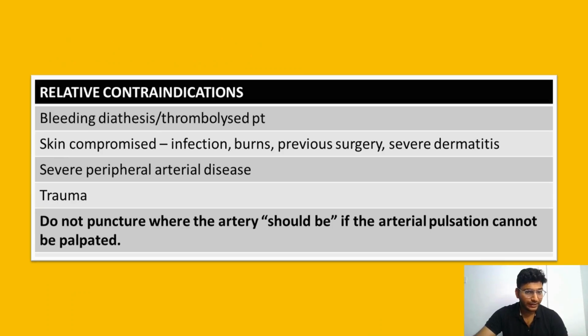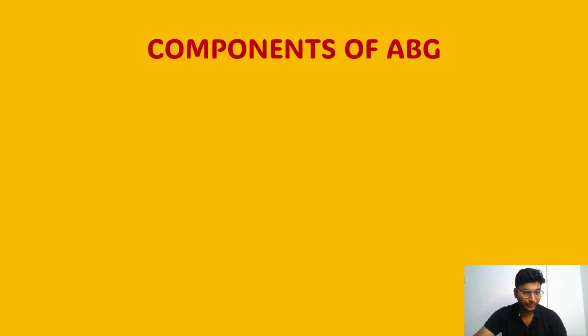So there are no absolute contraindications for doing an ABG. Any bleeding diathesis, any compromise of the skin barrier like infection, burns, or any surgery at the site, severe peripheral arterial disease, or trauma to the hand, these are the relative contraindications. And a very important thing is that you do not puncture blindly where the artery should be. You should palpate, and you have to feel a pulse, and only then proceed further. I'm not going into the procedure proper.